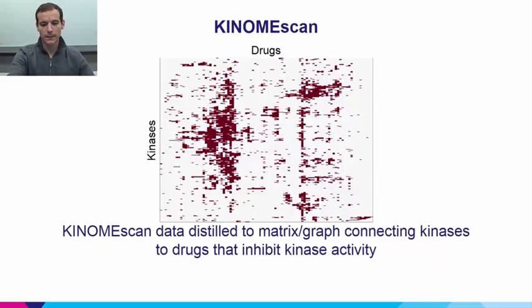So we can take all this data and rearrange it into a matrix, just as we've been doing for all these other resources. And this next slide is again showing us a heat map of this network that we can now create, where we're connecting kinases to drugs that have a strong inhibitory effect on their activity. And this gives us a nice overview of how these drugs are working, whether they're broadly inhibiting many kinases or working specifically on just a few.